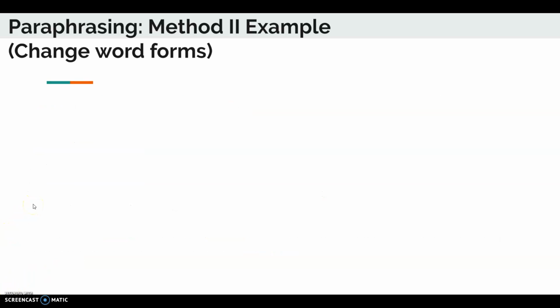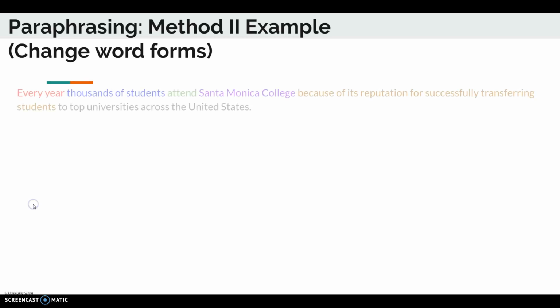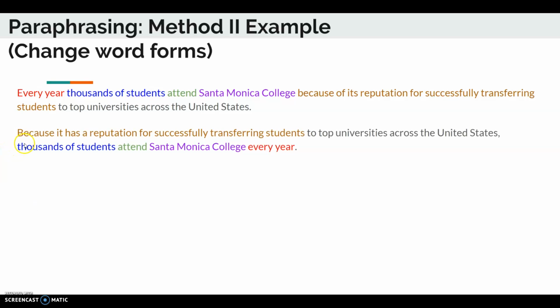The next step is to change word forms. So there's the original. This is the version of our sentence after we change sentence structure. Now we're going to change the word forms of some of these words. So two of the words that we can change are reputation and successfully. We have reputation here, it's a noun. We'll change it to an adjective, and we'll change successfully, an adverb, into an adjective, from successfully to successful.